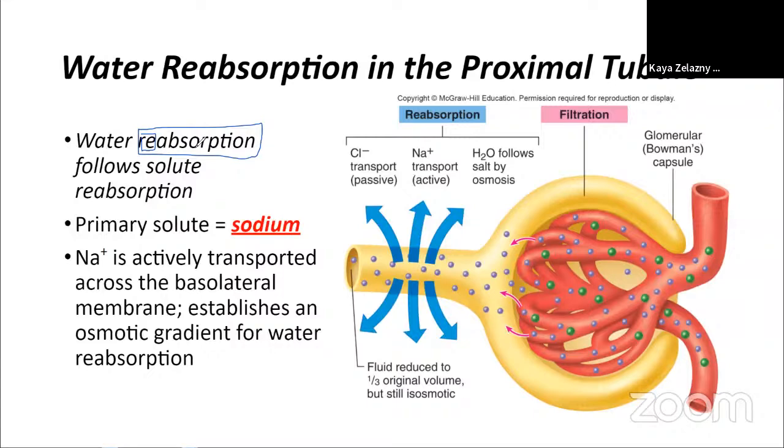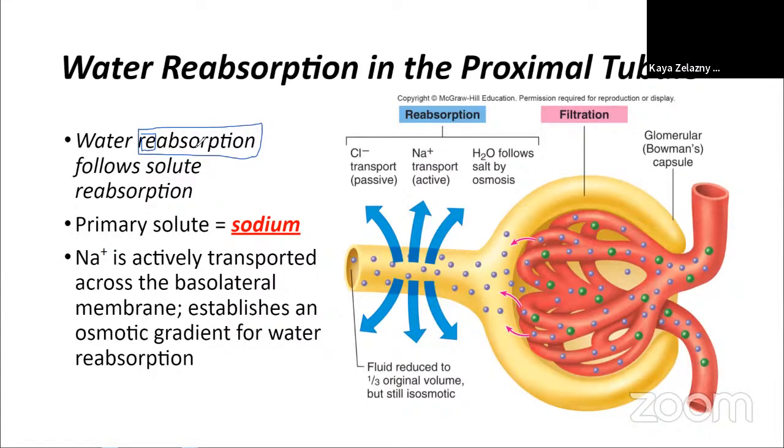Our water reabsorption is going to follow our primary solute, sodium, because wherever sodium moves to, that's increasing the solute concentration in that area. It's increasing the osmolarity. And we can think of higher osmolarity as a stronger pull on water.